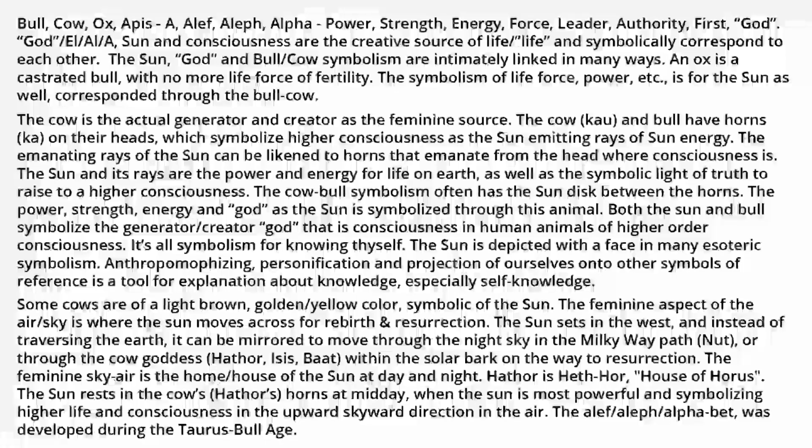So the next slide, number 6, this is just text. A lot of explaining to bring in some symbolism. So the bull, cow, ox, Apis, we have A, Aleph, Aleph, Alpha. This relates to power, strength, energy, force, leader, authority, first, God, as well as consciousness. God, El, Al, A, Sun, and consciousness are the creative source of life, or, quote, life.